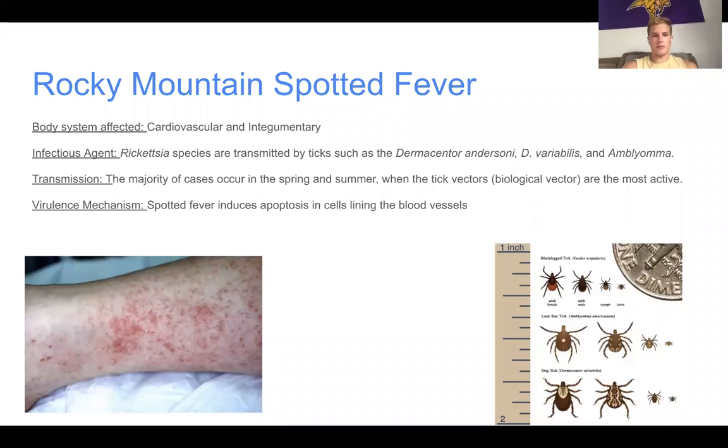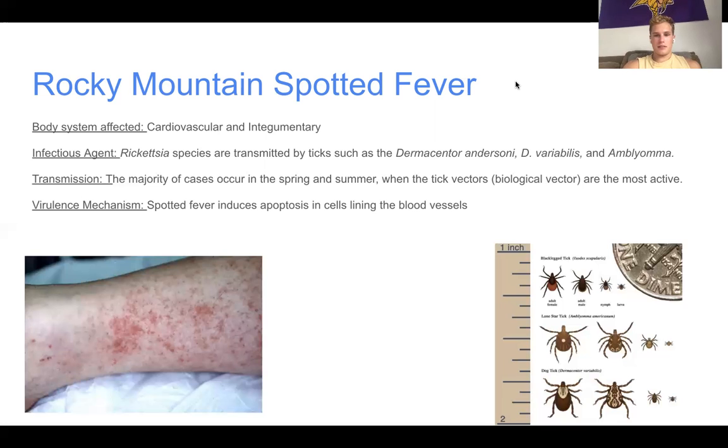All right, so next up, I'm going to be talking about Rocky Mountain Spotted Fever. Just to look at initially, Rocky Mountain Spotted Fever affects our cardiovascular and tegumentary system. It is most known as a disease that fits into the spotted fever rickettsiosis category. So it's an SFR disease. That's how it's mostly categorized, and it is caused by the bacterium Rickettsia rickettsii.